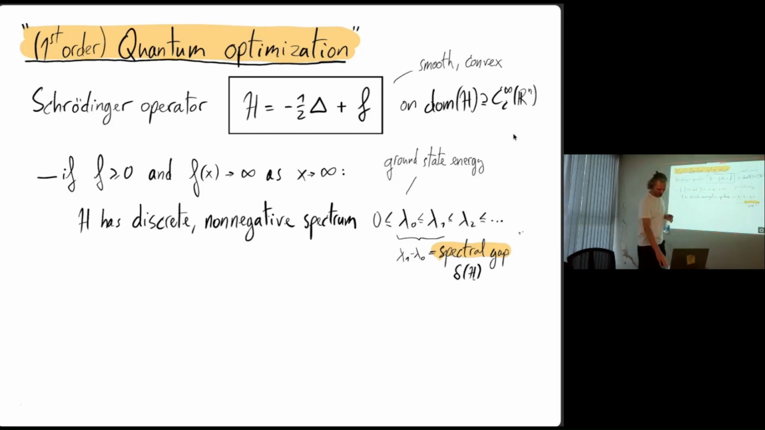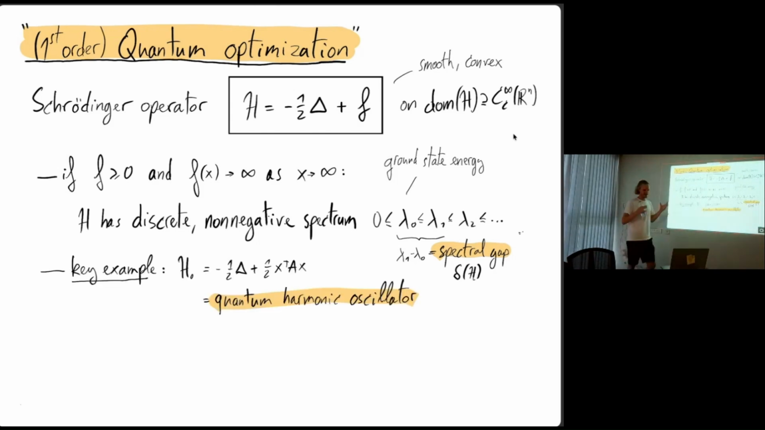Exactly. So the quantum harmonic oscillator is the key example here, right? And maybe this sort of puts your mind at rest a little bit. This is supposed to be a very physical object, right? So we can talk about it. We don't have to talk about qubits.